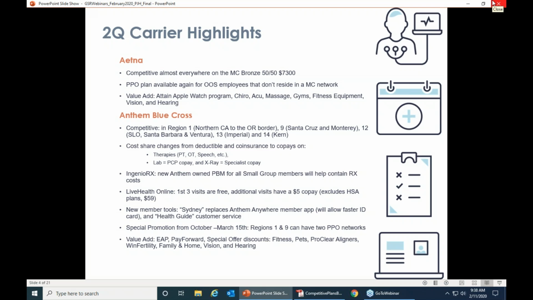So let's get into the carrier updates. As we saw, Aetna is very competitive now, specifically in the bronze areas, and that's what you're seeing up top. The PPO plans are available for out-of-state employees that do not reside in that MC network, which is typically what we're seeing. The big value adds are listed there.